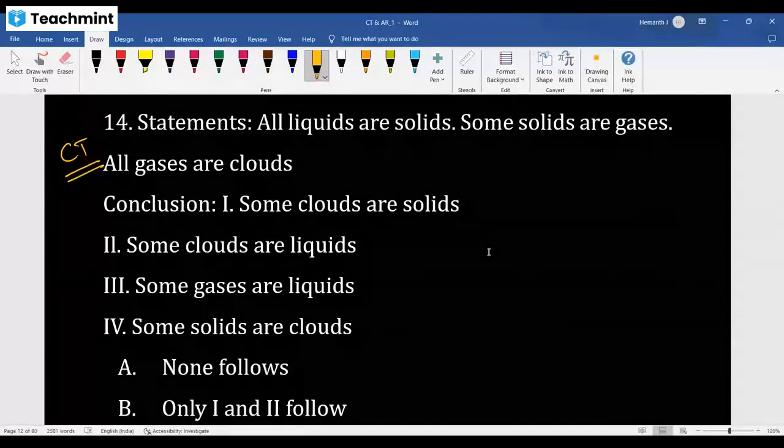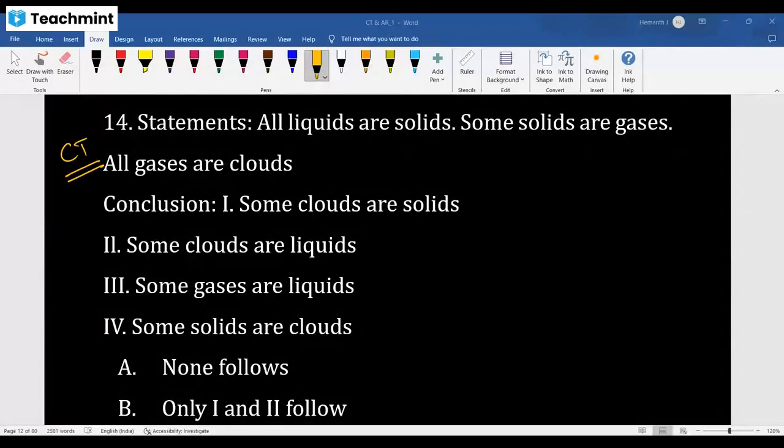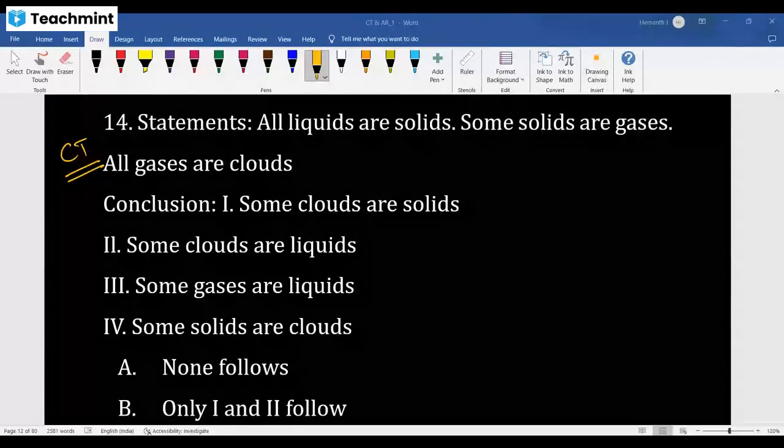I'll check your... Yeah, few people are responding. Guys, you should not take more than 1 minute. We'll give polls in between to check whether people are active or not.